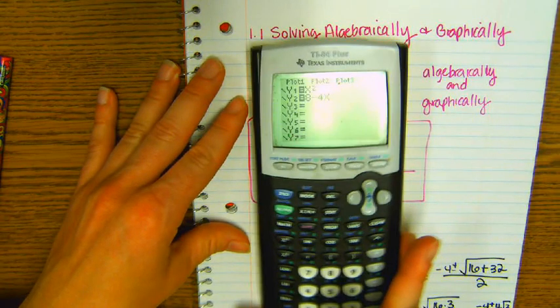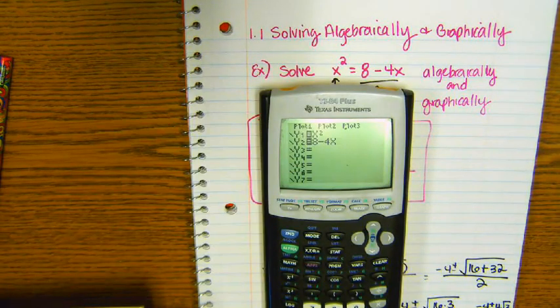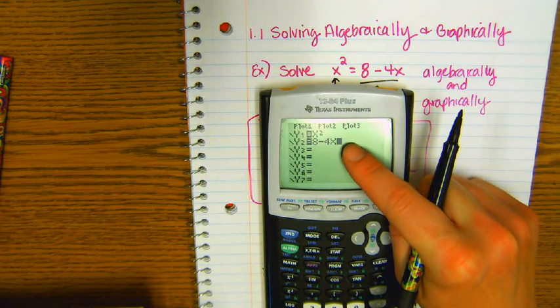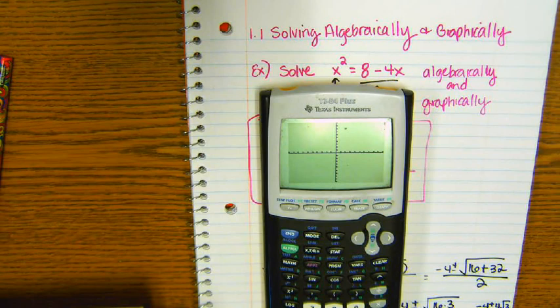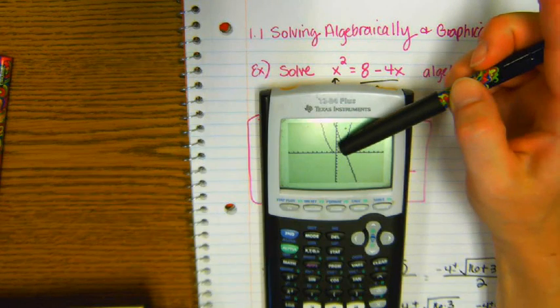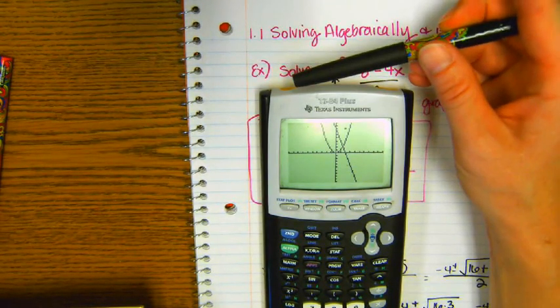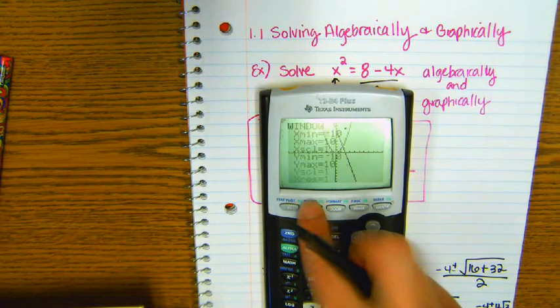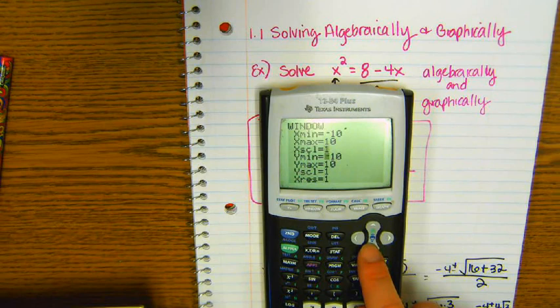Trying to not get a glare. There we go. Okay, so I put those in there. I'm going to just use the standard window. Okay, so do you see that they intersect here and up there somewhere? So then we would just adjust our window. I just usually like to do that by hand. So I'm going to change my Y max because I want to see up.